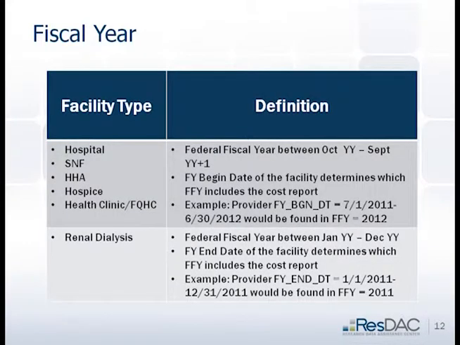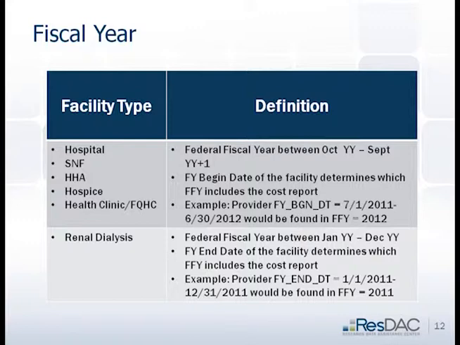For the facility types, hospitals, SNF, home health, hospice, and the health clinics, the definition is federal fiscal year, so CMS uses that October 1st through September 30th of the next year for defining the fiscal year. CMS will look at the provider's fiscal year begin date for those facility types that I've listed to determine which year it's going to fall into. So this is the important piece that I had, I'll take the fall for that. I had given you the incorrect information on how to even deem where it falls.